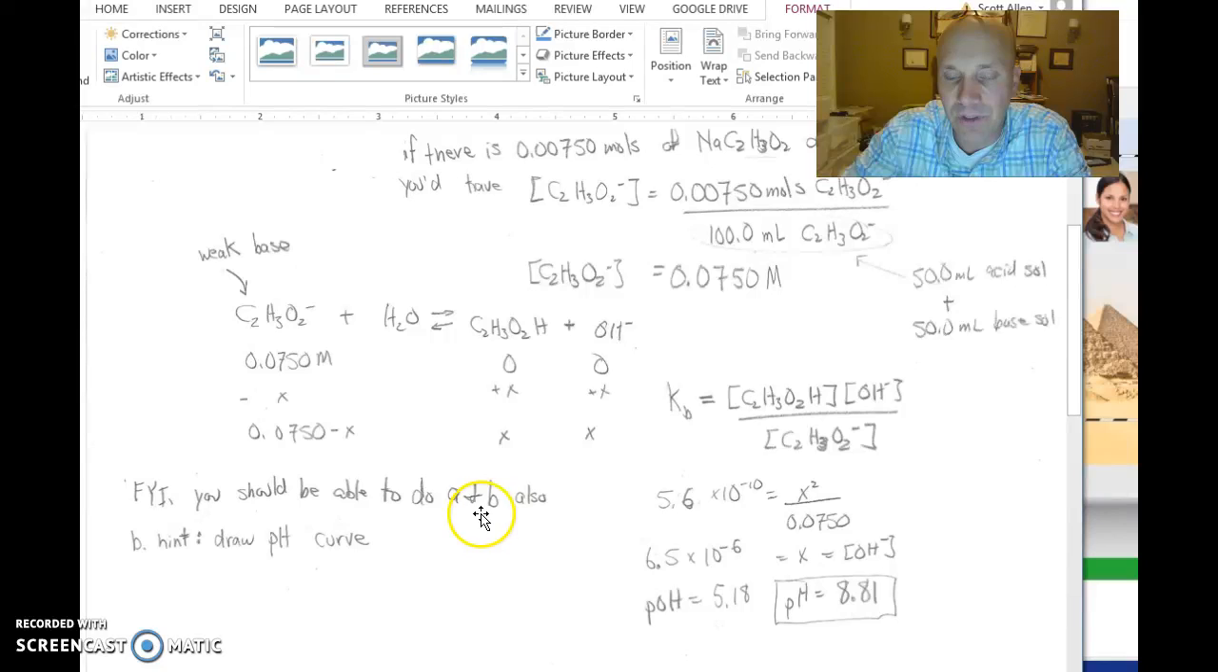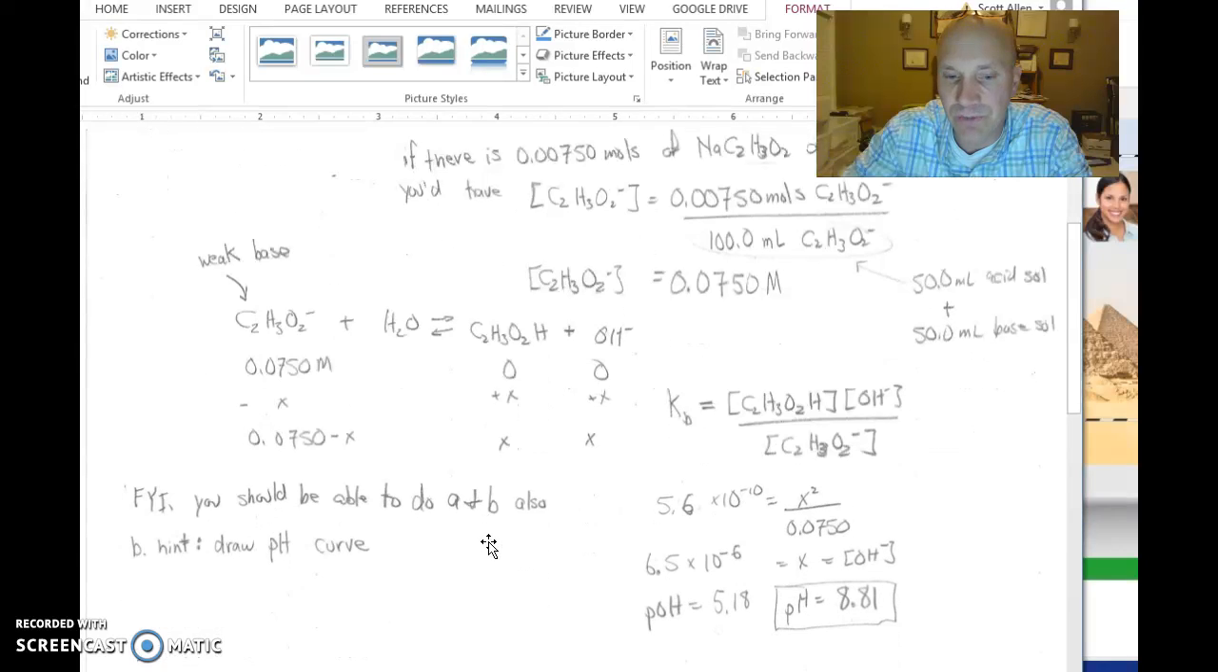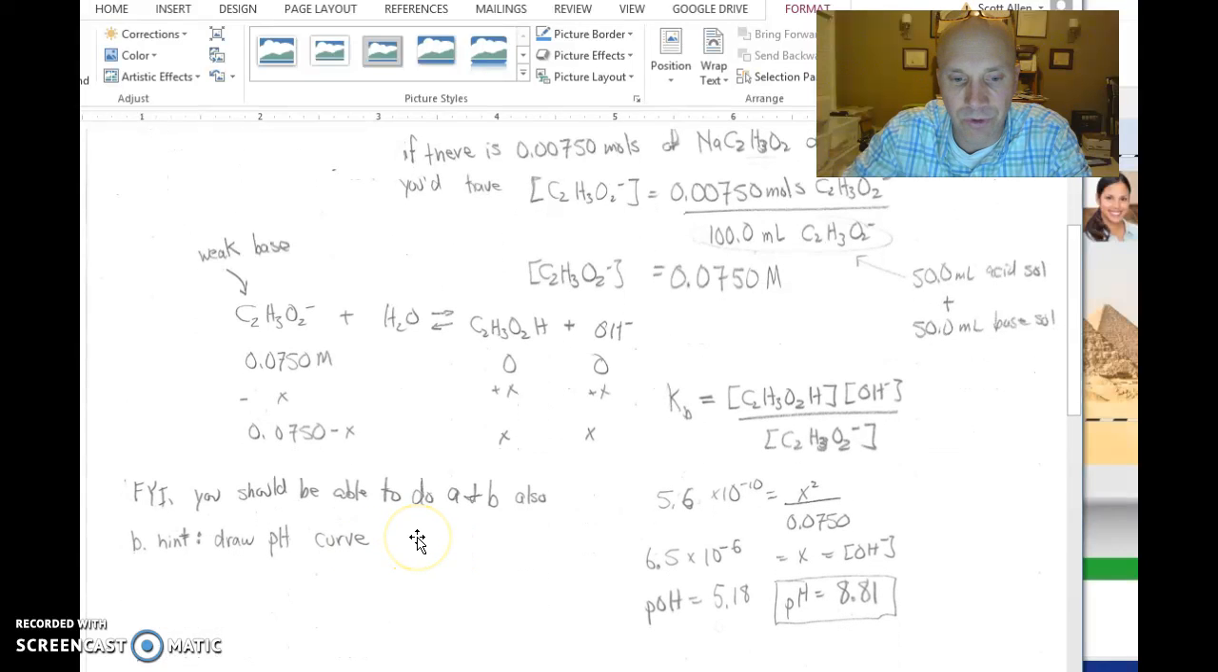I'll leave that up to you guys to figure out. If you have a question about that, you can ask in class on Friday. One hint that I'll give you is to do B. Draw a pH curve, and notice how much of the materials they're saying to add. There should be something that pops out in that particular problem.